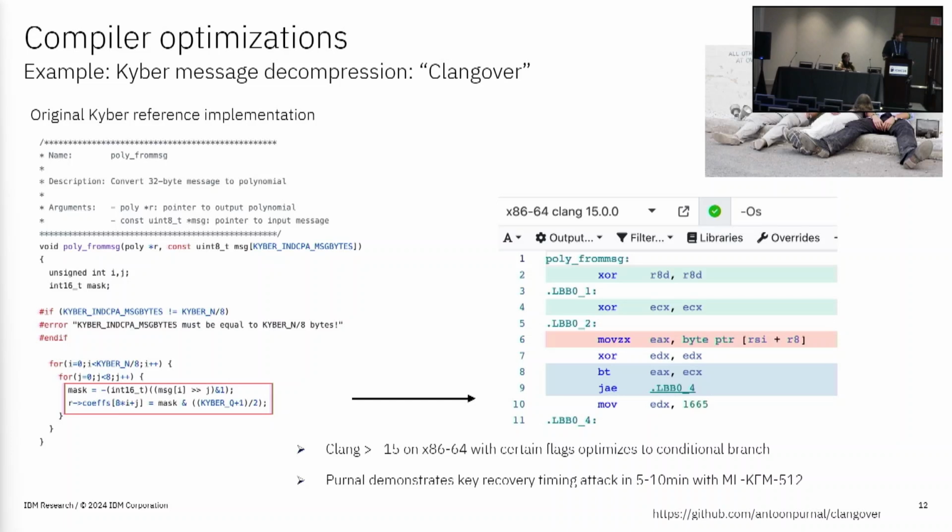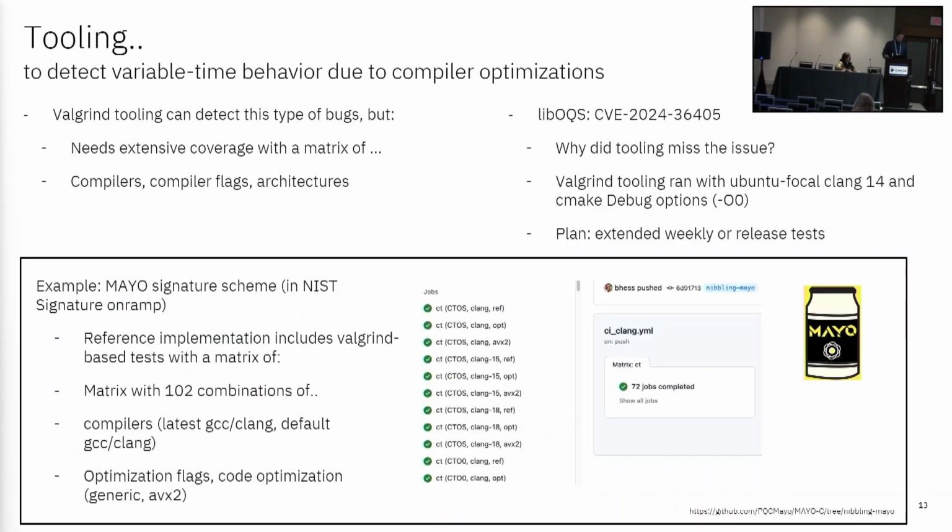So yeah, that's kind of scary, right? The compiler being smarter than we want. How can we detect that at least, right? And the answer, luckily, is that Valgrind can also be used to detect this kind of issue, right? What we need is to have a very extensive coverage of a matrix of different compilers, different compiler flags, different architectures. So in the ideal case, with those configurations that we want to ship the software, right?